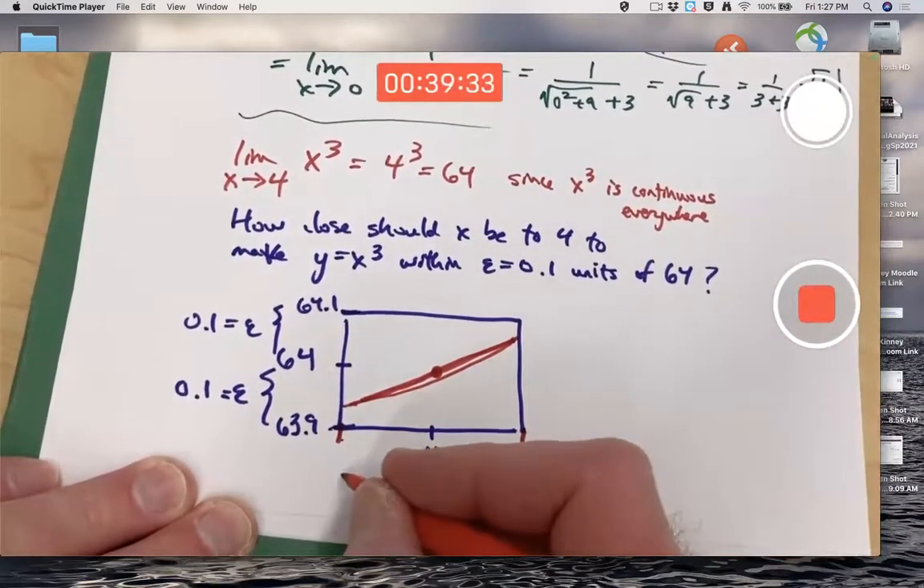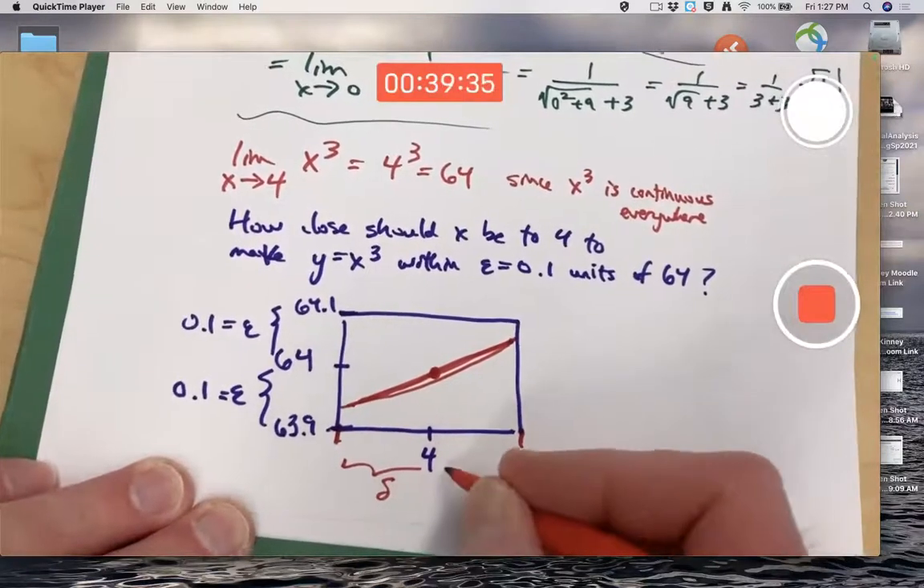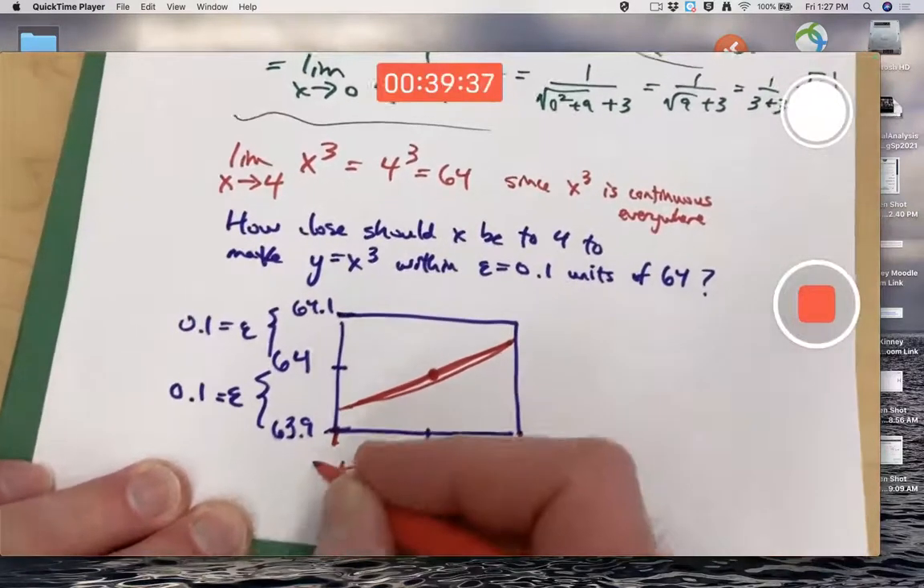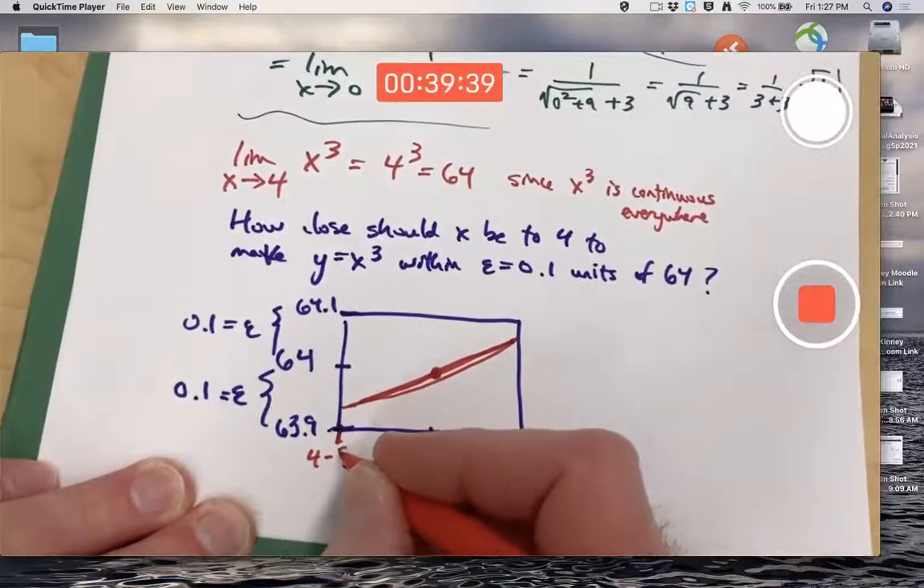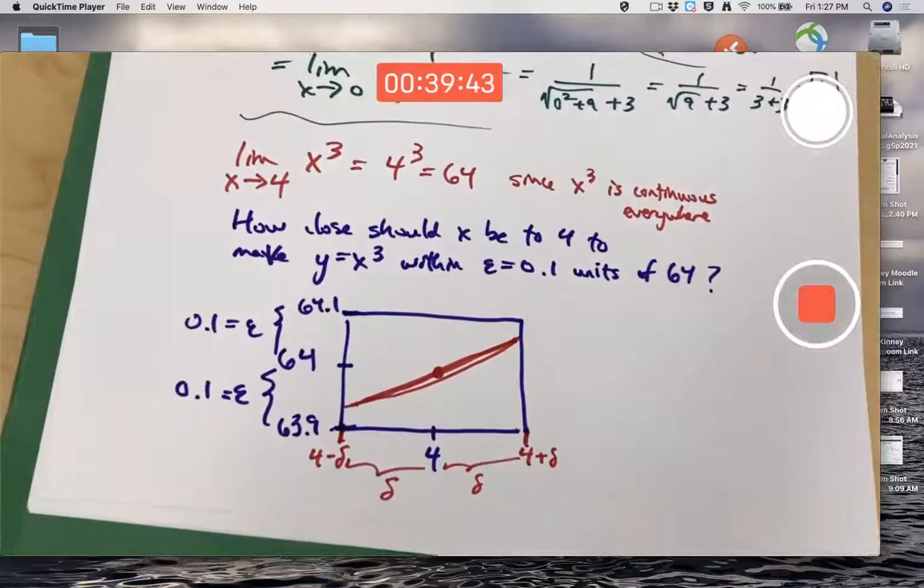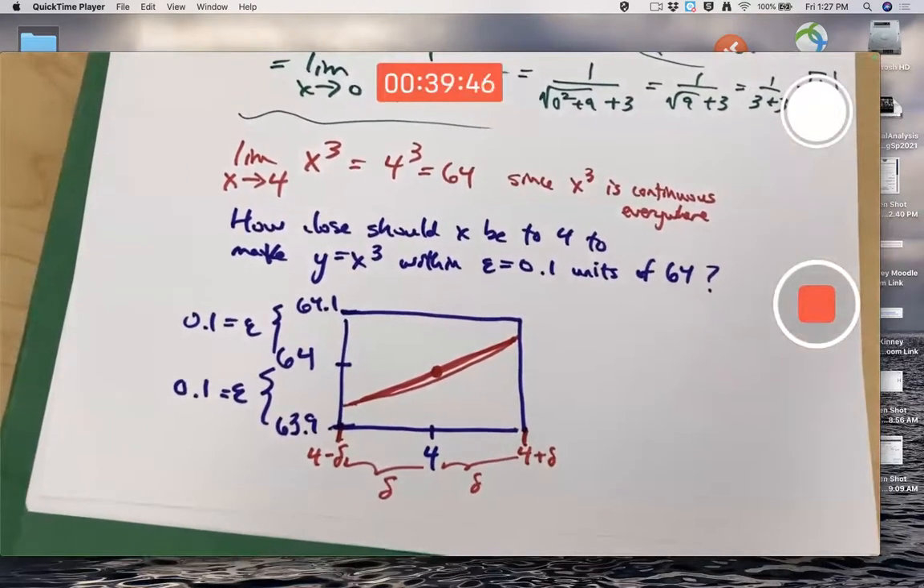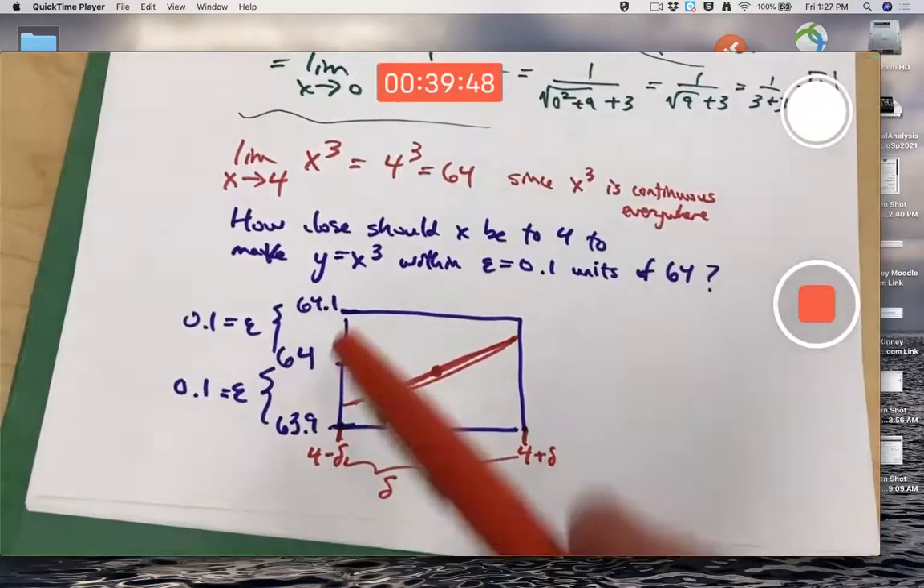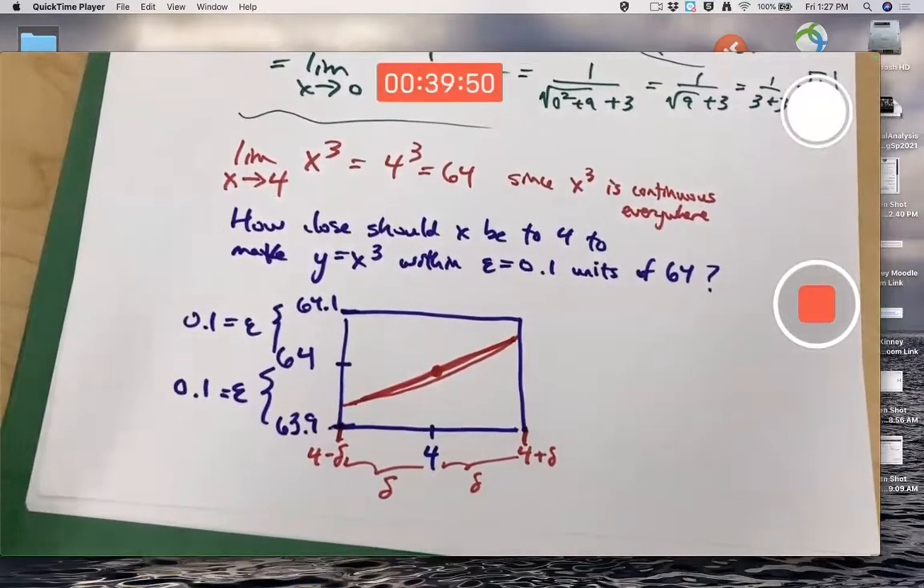I want to find a number, traditionally called lowercase delta, so that when x is between 4 minus delta and 4 plus delta, the output f of x, or y in this case, is between 63.9 and 64.1, just like I'm drawing it.